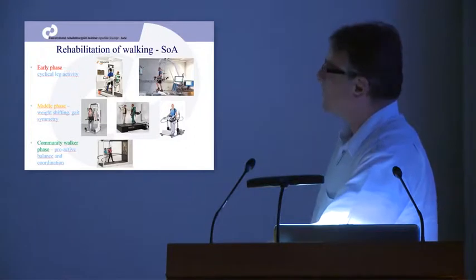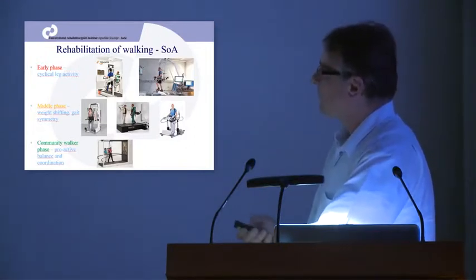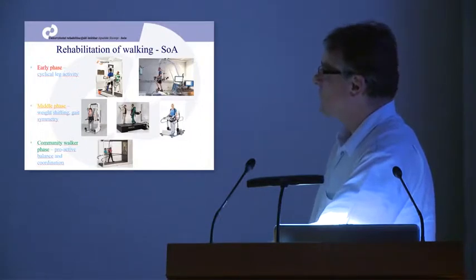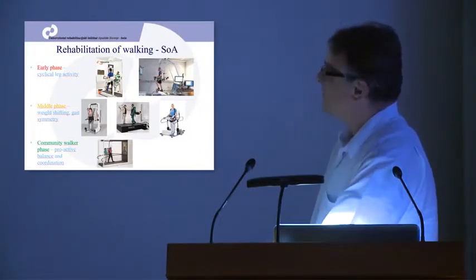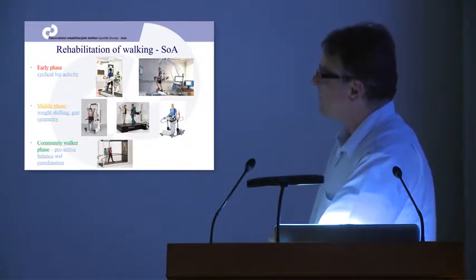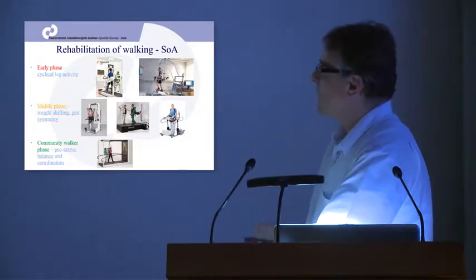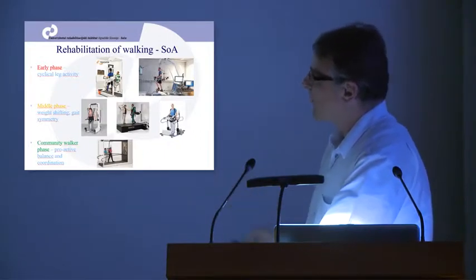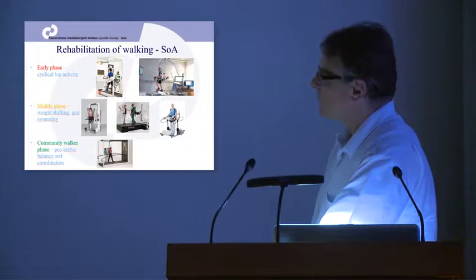So what do we have at the moment on the market of robotic devices for walking, and what don't we have? If we divide rehabilitation into three phases, the early phase is when you put the patient in a device like Locomat or a device called Geo of Reka Technologies, where you essentially provide cyclical leg movement, and that's about it. Partially, we can also talk about weight shifting.